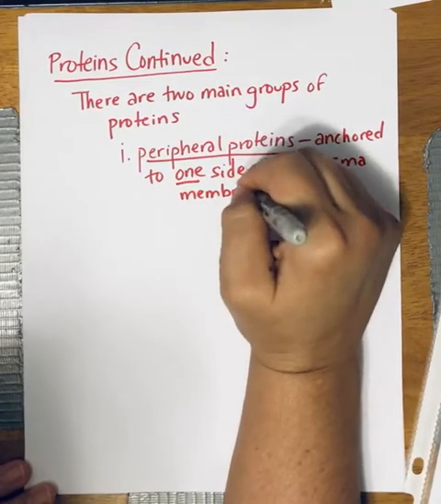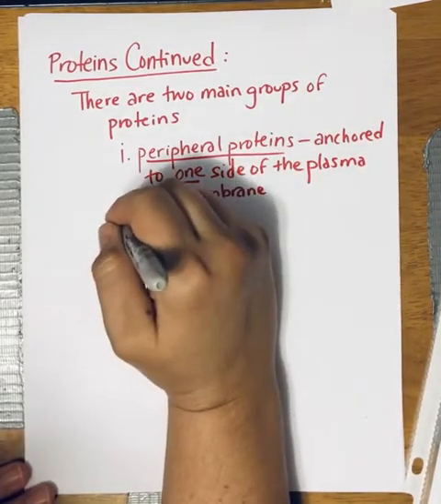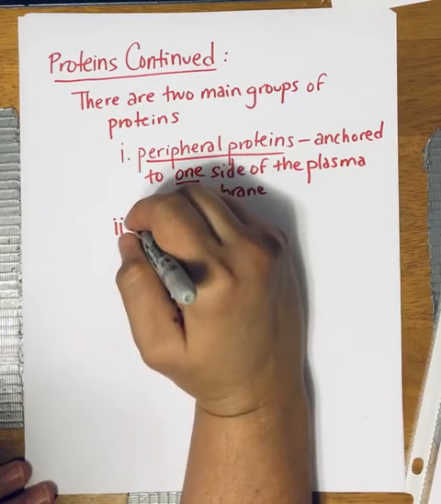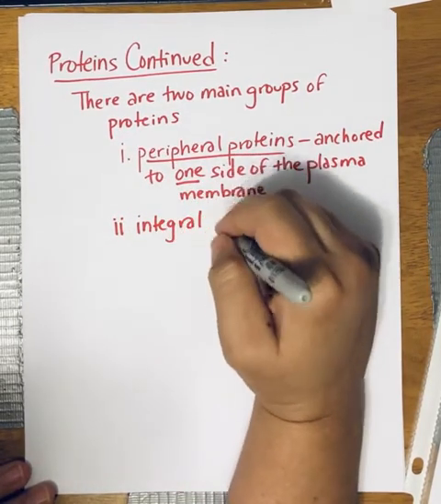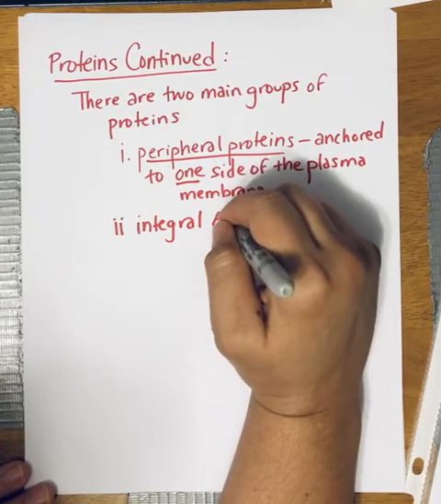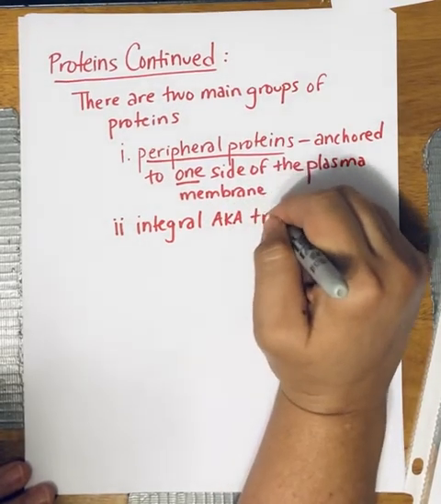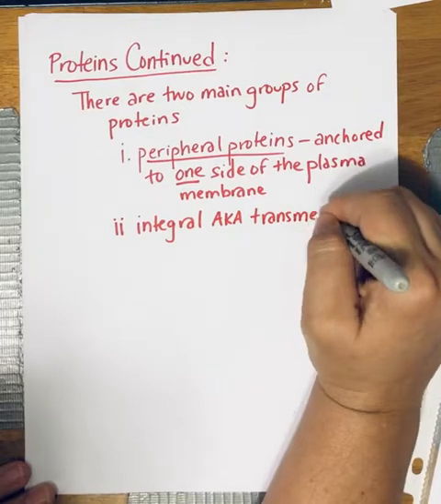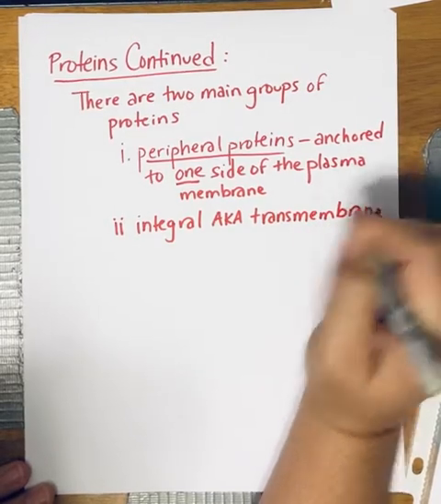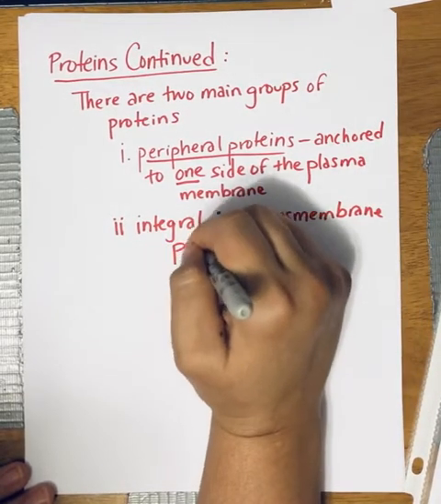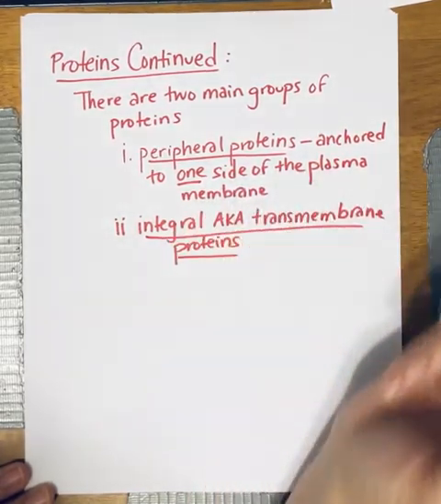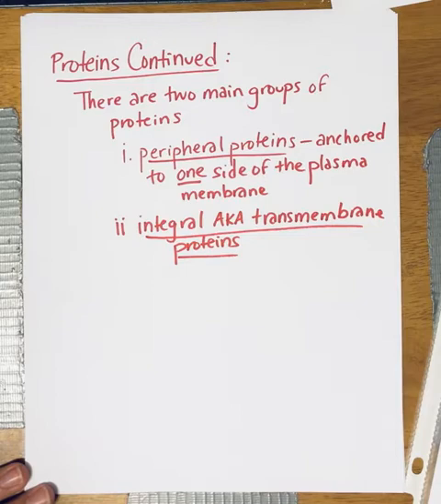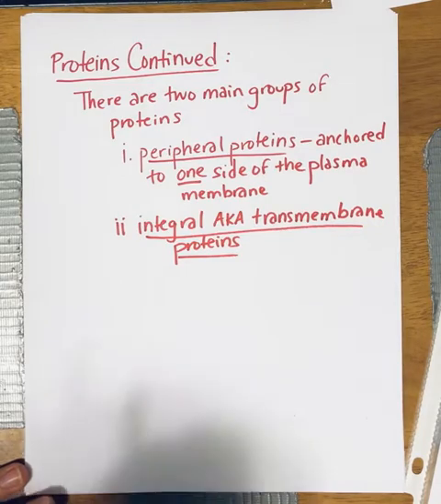All right, the next type is called integral proteins. Now, these are called transmembrane proteins because they're going to span both sides of the lipid bilayer.